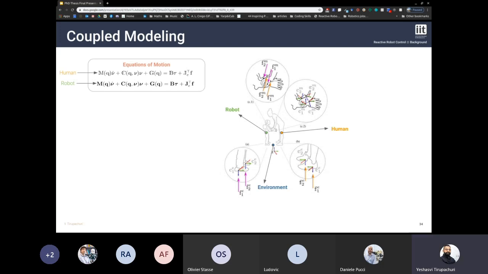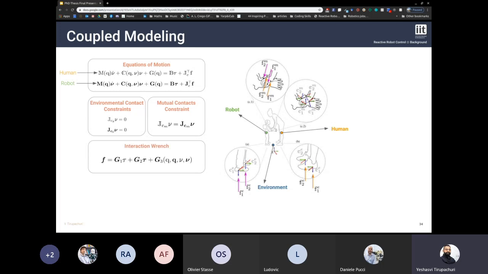Coming to the kinematic constraints, the constraints that are involved with the links that are in contact with the environment can be posed as the link velocities to be 0. And the mutual contacts between the robot and the human can be posed as links that have the same velocity. Now, these combined equations of motion, along with the contact constraints, can be considered together to get a function of the interaction wrench, which is a function of the joint torques of the human, the robot, the system configuration, and system velocity of both the human and the robot.